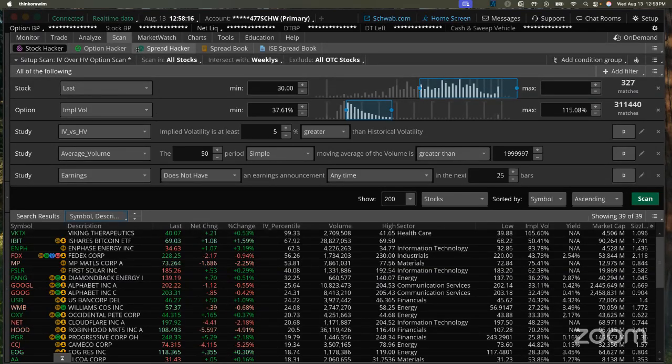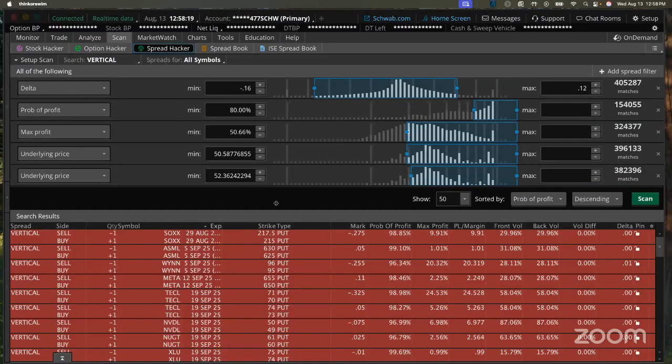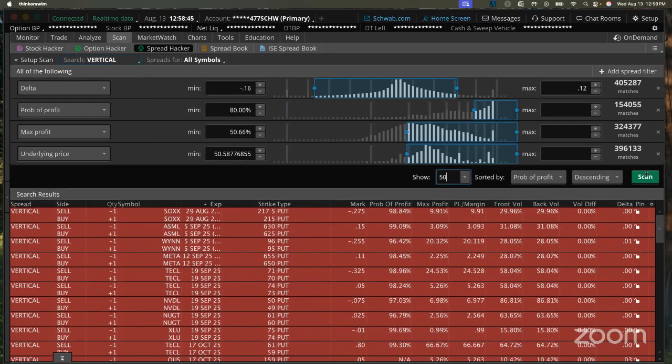Let me just take you out to this spread hacker, because this was what I was showing you a screenshot of. You can put in here vertical, butterfly, calendar, or double diagonal, whatever you want to do. And then you've got delta 16, probability of profit at 80%, max profit 50. I could lower the underlying price to a minimum. I was there twice, should have taken out. I'm keeping this at 50, but we could lower it down to 30, and I scan it.